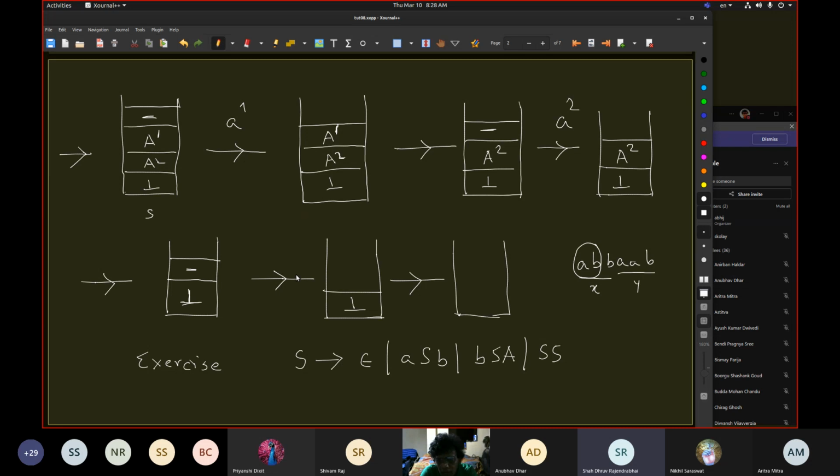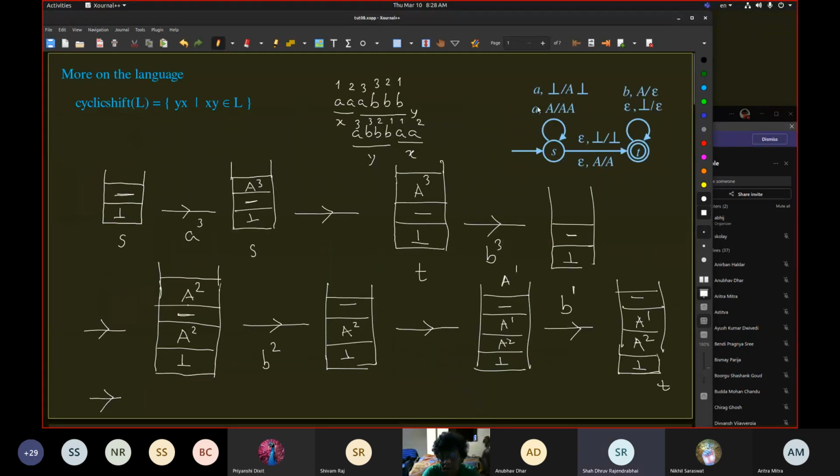Sir, this construction has B as capital A. So is capital A different or is it the same as the small a? Capital A, yeah. No, this is the stack symbol. Instead of small a, I am pushing capital A. I can push anything, U, V, W, whatever. Okay, sir. Okay.